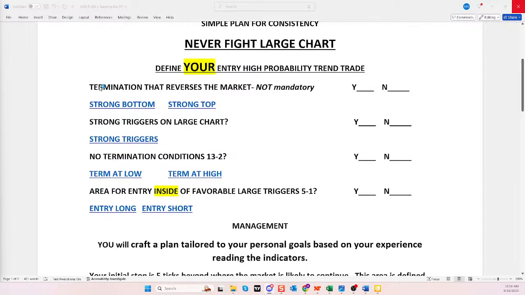This asks if you have a termination that reverses the market, reminds you that it's not mandatory, but it helps. That's what it looks like. Strong triggers, no terms, area for entry. Once again, I highlight inside a lot because that's important. And there's pictures.